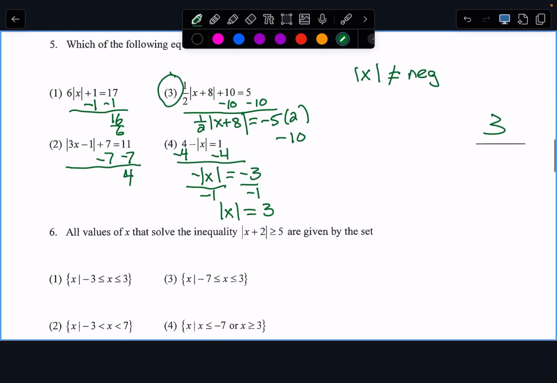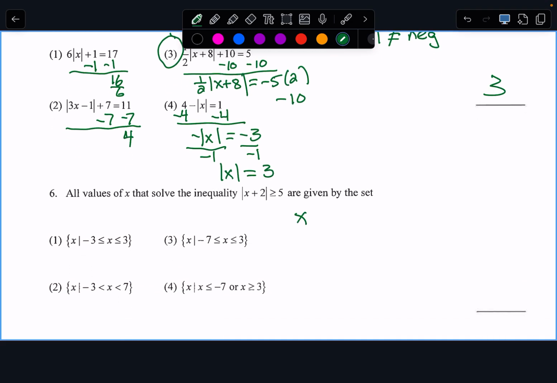All right? And this one's straight up. X, you don't have to do anything. Just make this equal to a positive. Make this equal to a negative 5. Subtract 2, subtract 2. So x is equal to 3.